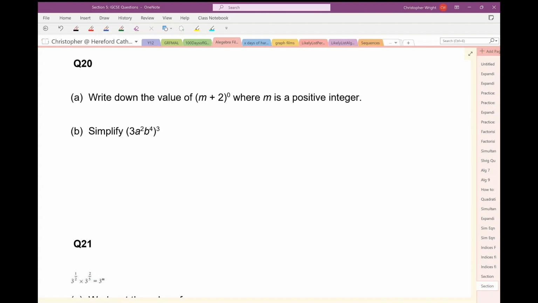Question 20, write down the value of m plus 2 to the power of 0. Well, anything to the power of 0 is simply 1. So m plus 2 to the power of 0 equals 1. Simplify this expression. I'm raising everything there to the power of 3. So 3 cubed is 27. A squared cubed is a to the 6, and b to the 4 cubed is b to the 12. Question 21.